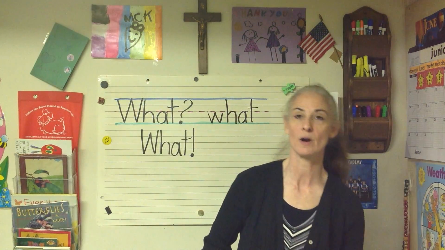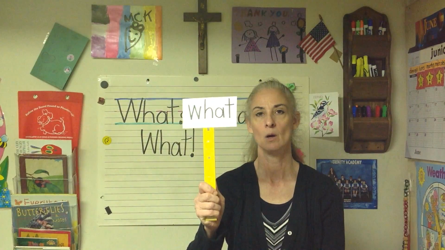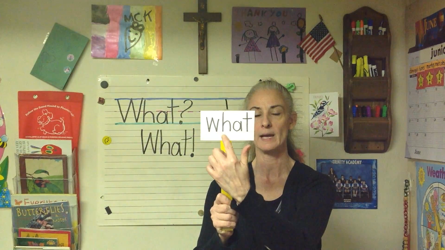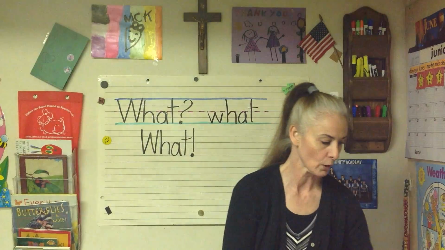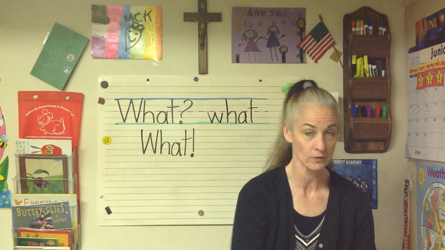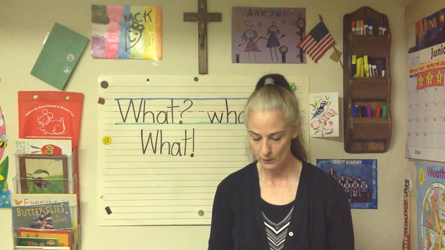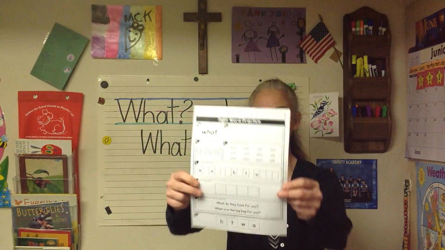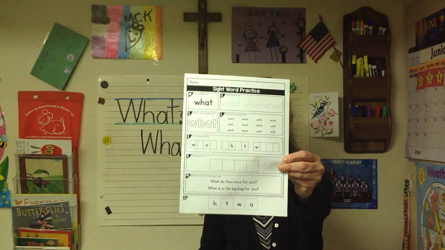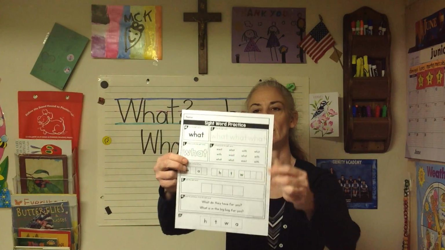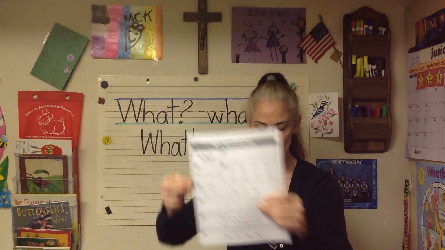All right, so for your new sight word, what? W-H-A-T. You are going to do one activity on Seesaw. You are going to do the sight word practice page that you know how to do. Each box has a different direction. Don't forget to highlight or circle the what in the sentences that you read. And then you'll practice writing what?